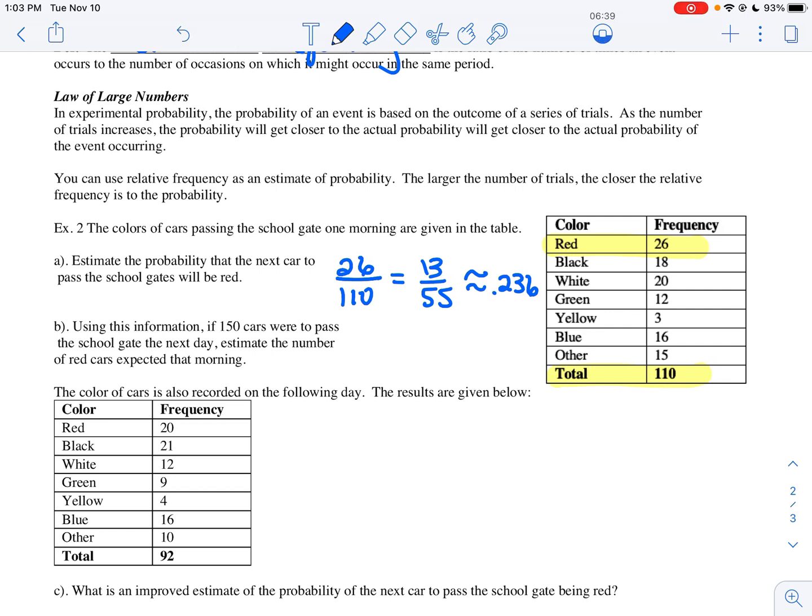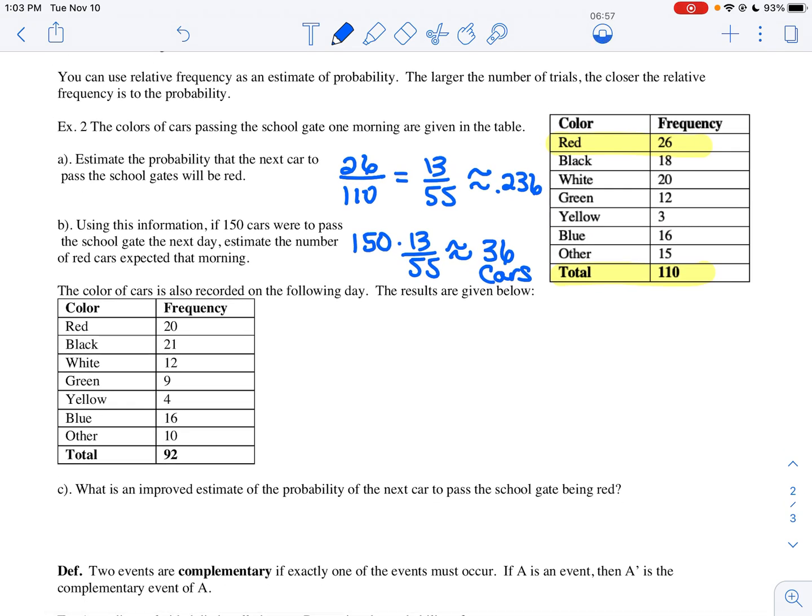So go ahead and pause the video and see if you've got the hang of it. So you're going to take 150 times 13 over 55. So I got about 36 cars, 35.5.